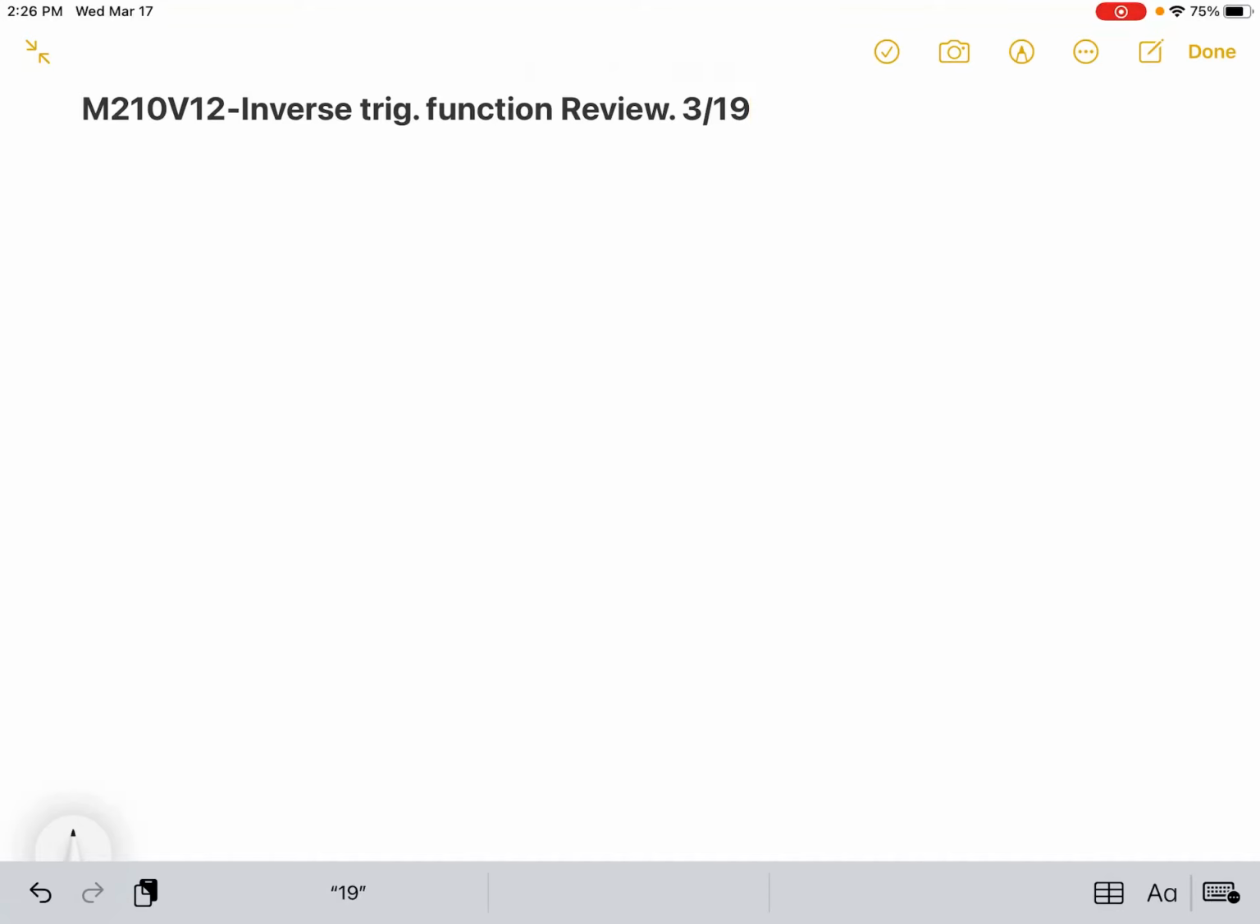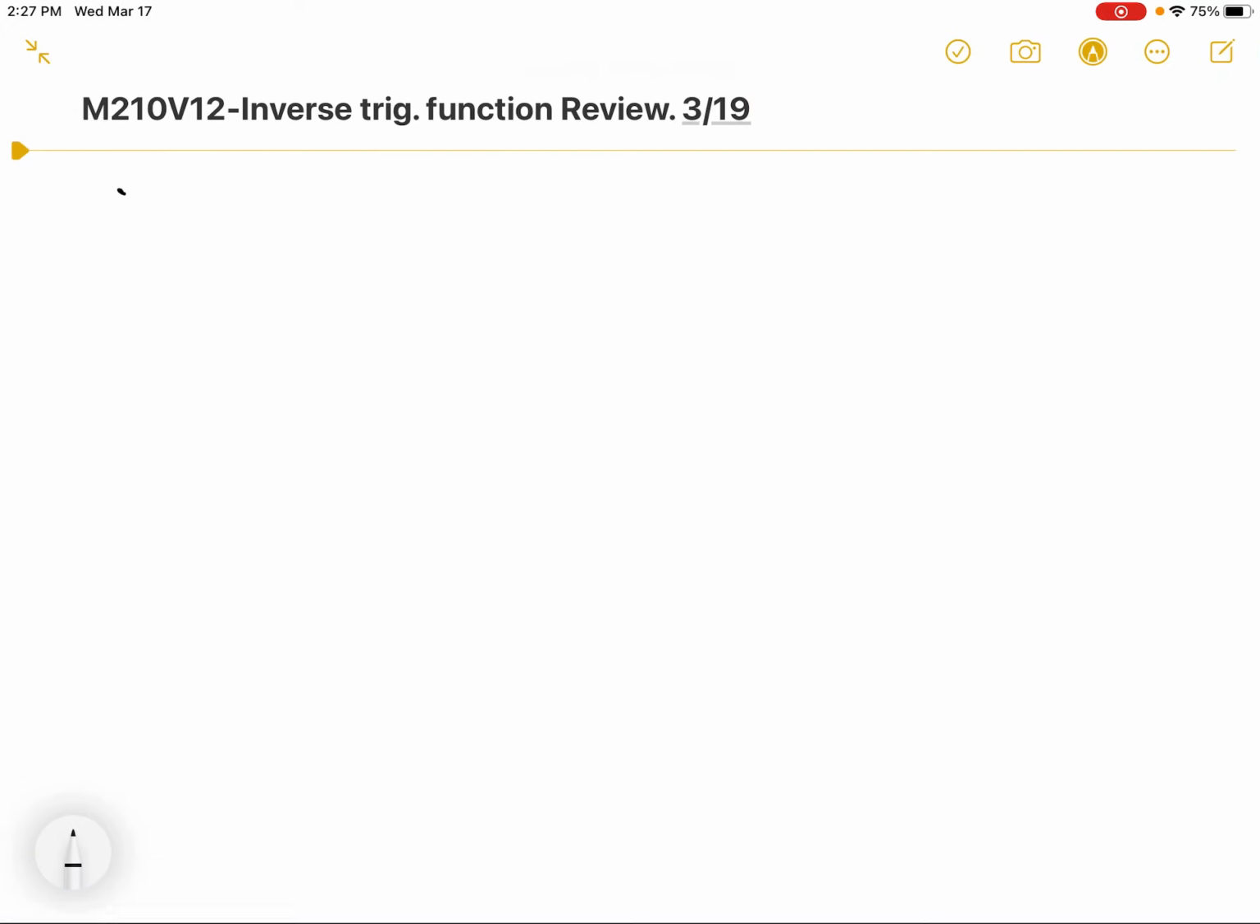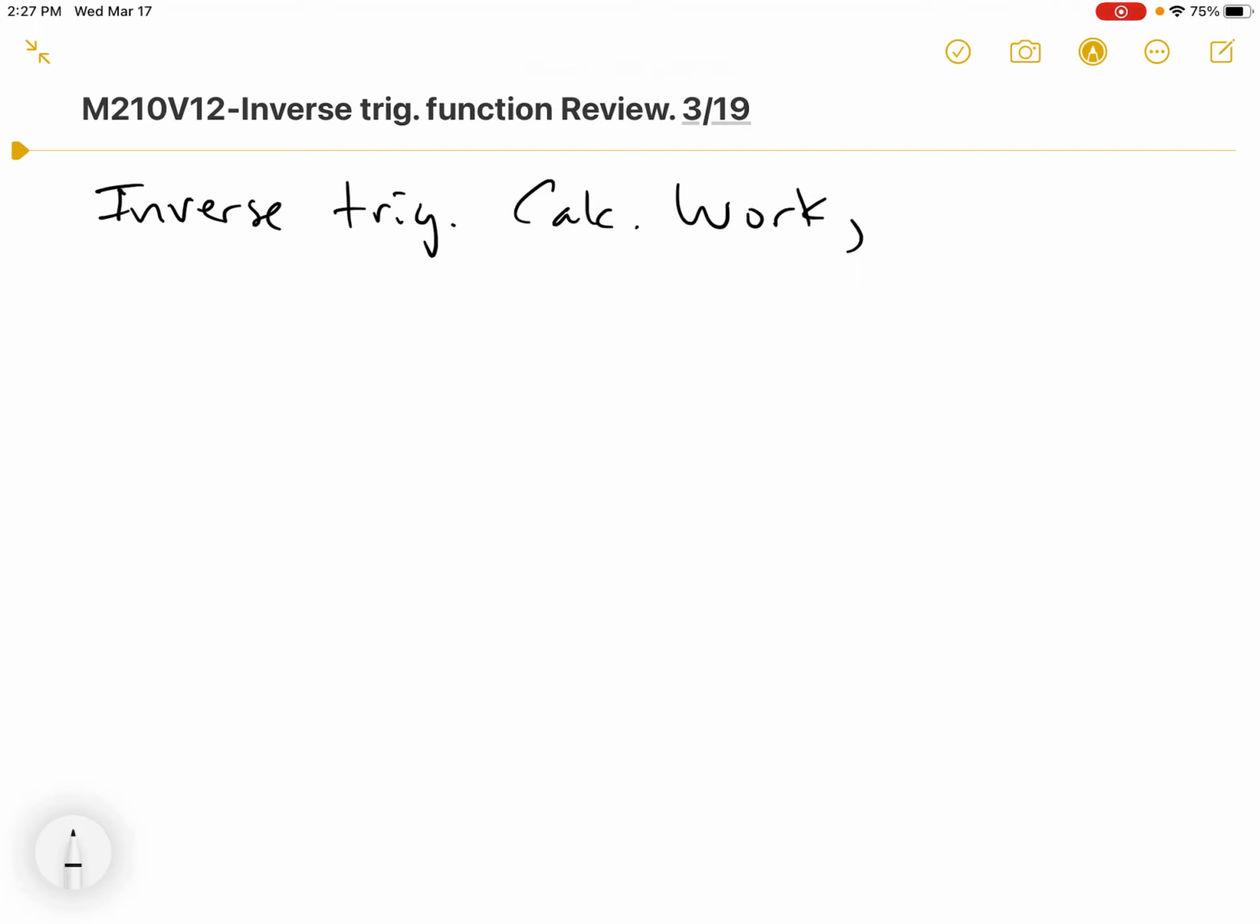Okay, so in preparation for our next week's inverse trig function calculus work, this week I've decided to do a review of what you should know from inverse trig functions in general. So I'm going to start at the beginning and just go through this.